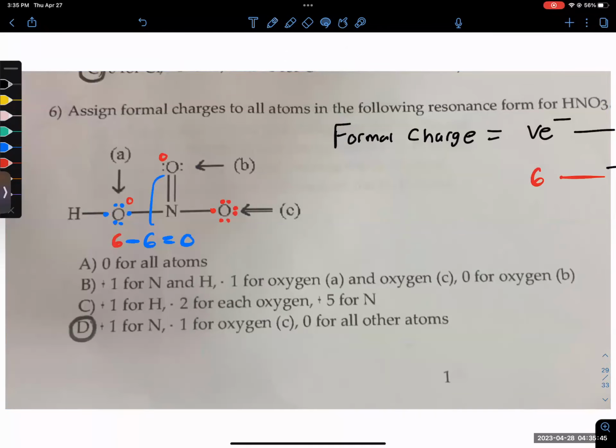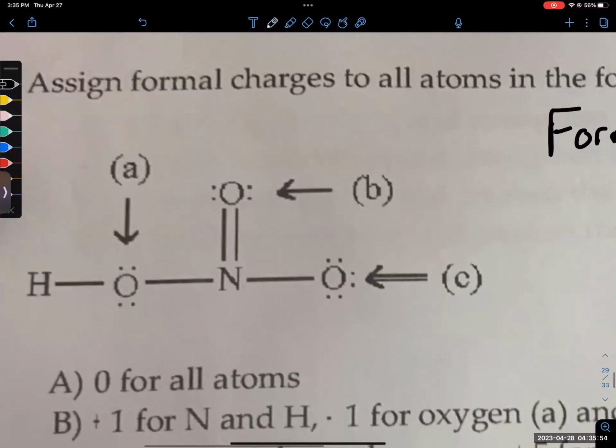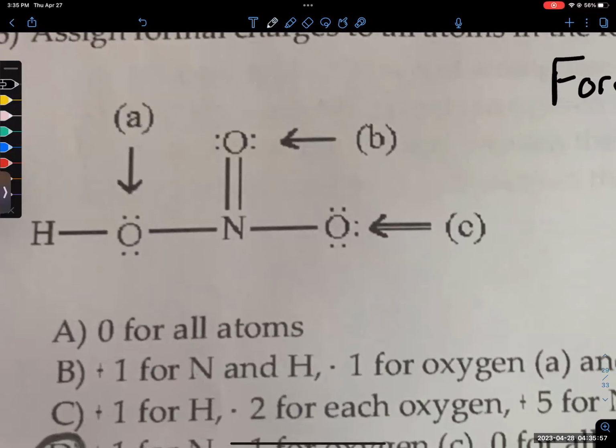And what about the nitrogen here? Nitrogen should have how many valence electrons on the periodic table? 5, right? It can't be 6 because it's in a different group from oxygen. It's in group 5, right before oxygen. And in this case, it has 1, 2, 3, 4. So 5 minus 4 equals +1. Therefore, this nitrogen will have a +1 formal charge. I actually drew that for y'all earlier, if you remember.